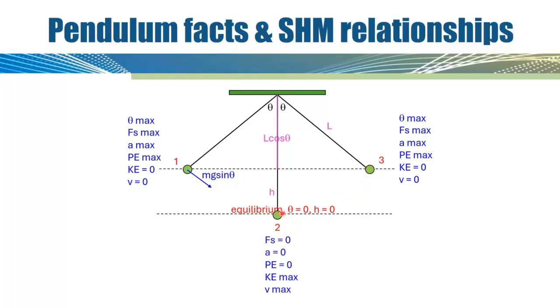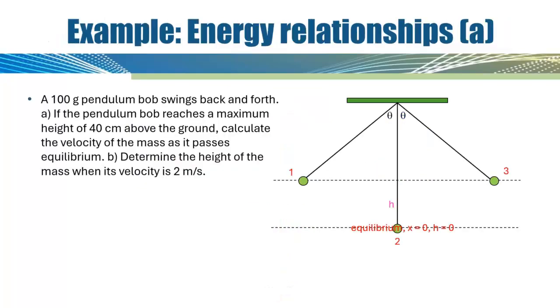But as it swings back and forth from position 3 to 1, it's going to pass through equilibrium. At equilibrium, the restoring force is 0, the acceleration is 0, the potential energy is 0, and all of that potential energy from position 3 has now turned into kinetic energy, which means that the pendulum bob is moving fastest as it moves through its equilibrium position. This is similar to a mass on a spring. So let's look at an example related to energy.